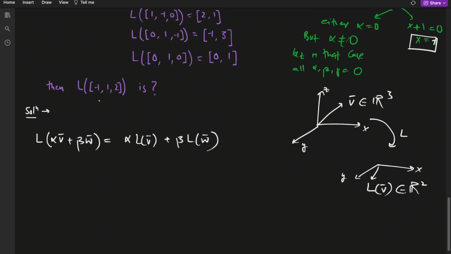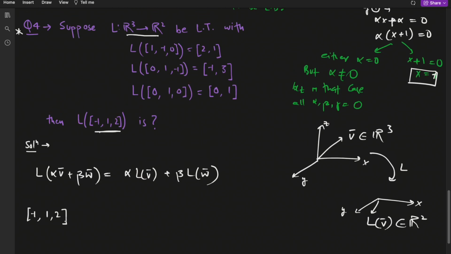We need to find the linear transformation of this vector. So first of all, we will write this vector as a linear combination of these three vectors. Why are we doing this? Because the input vector space is R3, and these three vectors are linearly independent. You may be asking how, but you can simply see this.